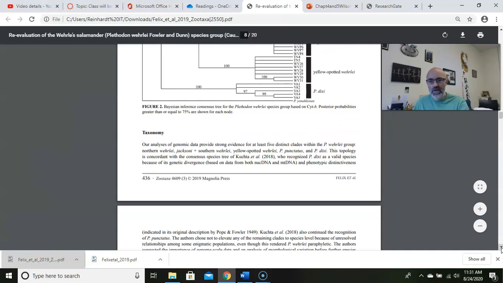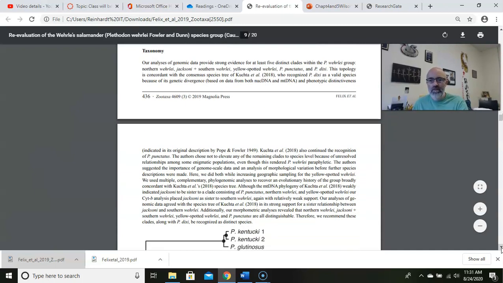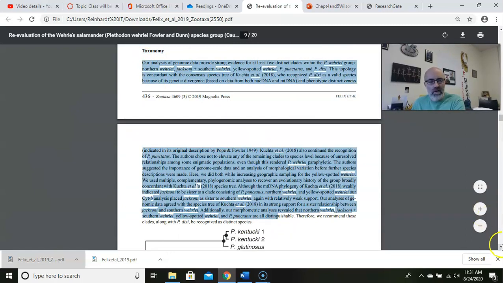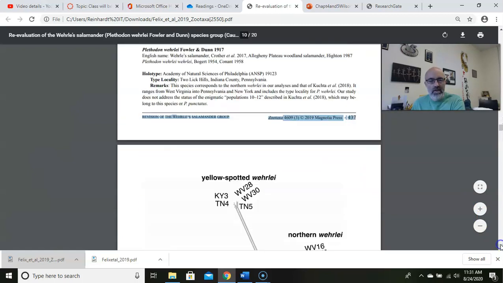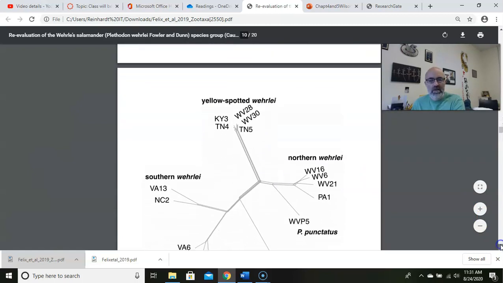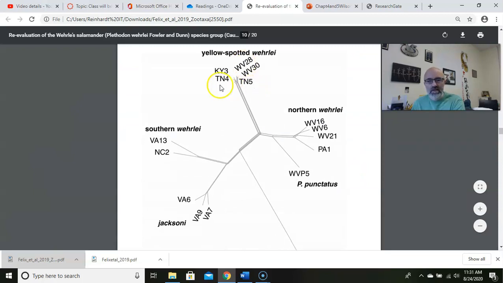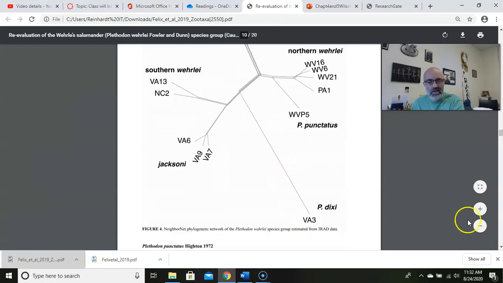Okay, and so you can read through this taxonomy. This just starts with the introduction to that very question I just described to you. And then it goes through and says, okay, considering all the data, considering that if we look at the genomic data, all the yellow spotted whirly-eye are on one long branch that is very distinctive from this branch that contains northern whirly-eye and punctatus, and then we see this other branch that contains southern whirly-eye and jacksoni, and then this other branch that contains dixi.